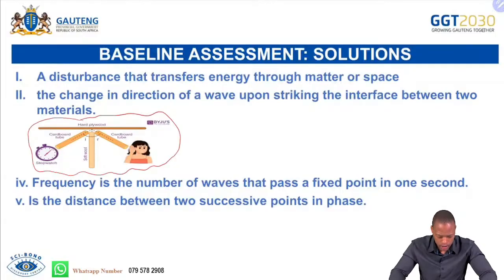The next answer is the definition of frequency. Frequency is the number of waves that pass a fixed point in 1 second. And wavelength is the distance between two successive points that are in phase. Those are the definitions that we looked at in detail last year, and those are the things we should bring in as we embark on this journey of learning about light as a wave for now.